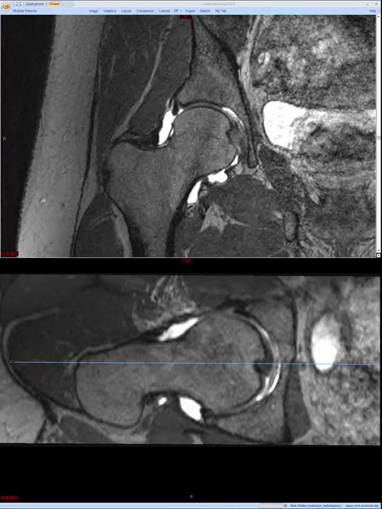Hello, this is Walter Mack, and today we will be describing and outlining an approach to interpreting hip MRI. You're going to see sequences from both a hip MRI arthrogram and a conventional MRI, and I just want to make a brief comment about protocoling a hip MRI.